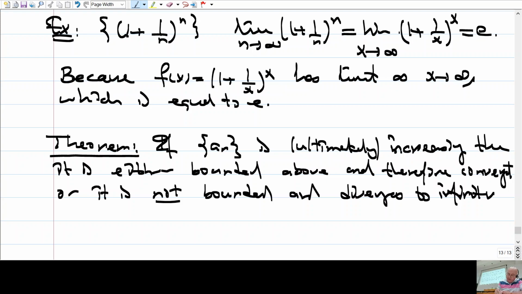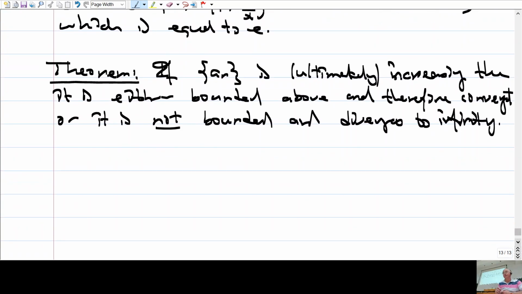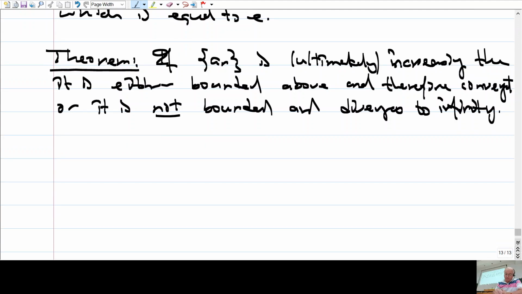Right? If you have a sequence which is increasing, if it is not bounded, then it will go to infinity, right? So it is divergent to infinity. If it is bounded, then by the previous theorem, it is convergent to some real number, okay? So that's just the statement of that fact. If you have any questions about these things, just stop me and ask, okay?